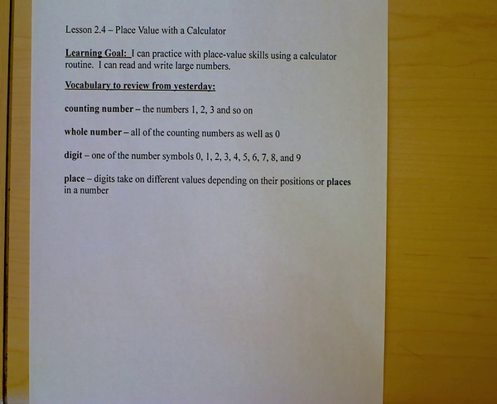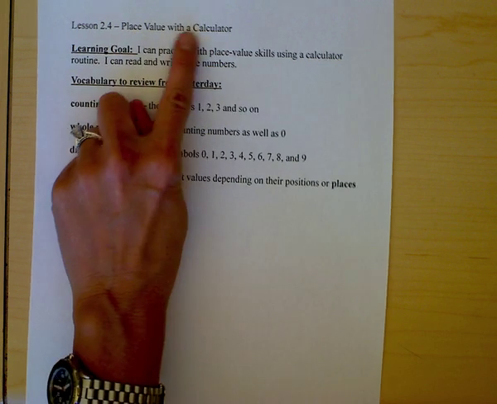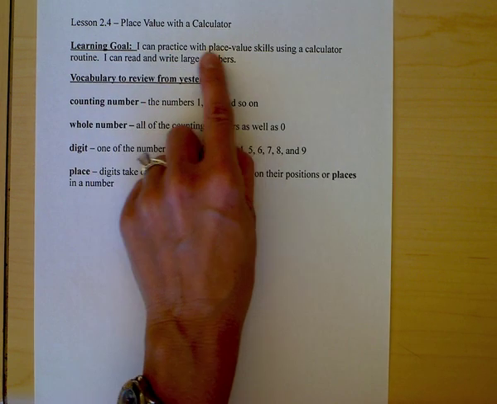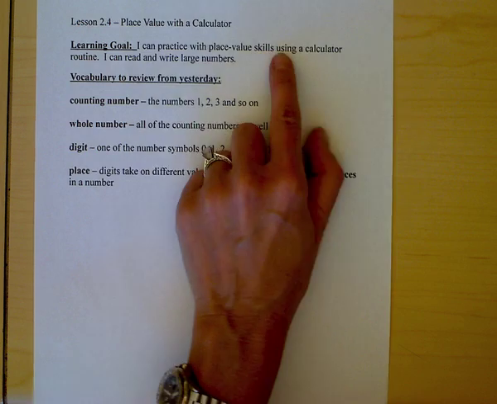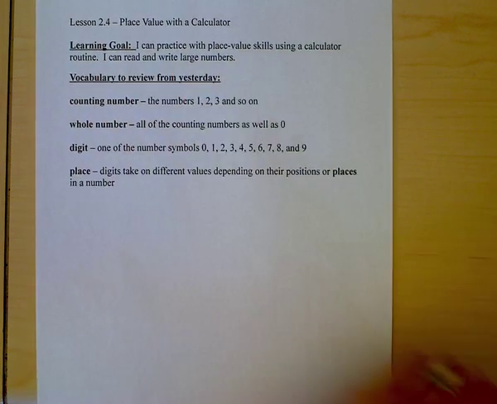All right. Are you ready to do your homework tonight? Well, I'm ready to help you. We're going to work on lesson 2.4. We're going to practice some place value with a calculator. Our learning goal tonight is I can practice with place value skills using a calculator routine. I can read and write large numbers.